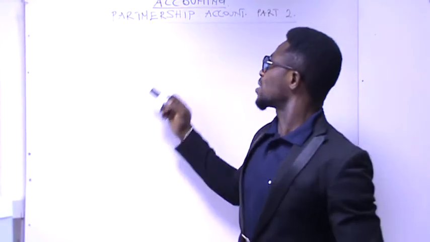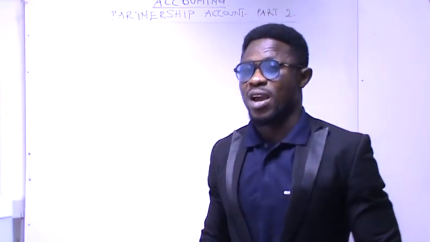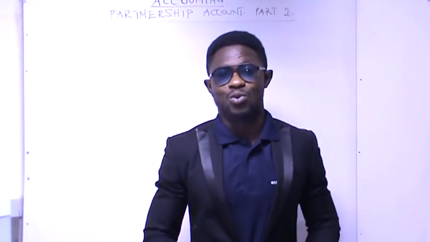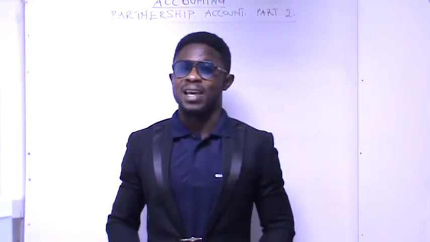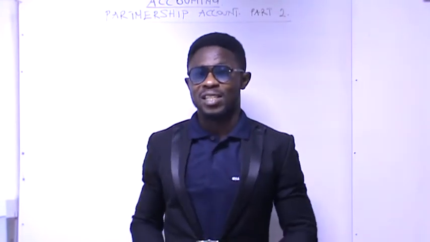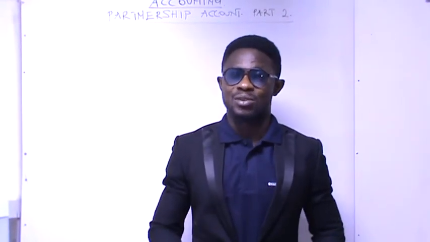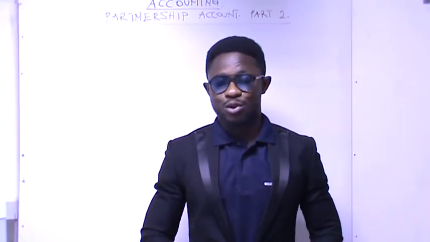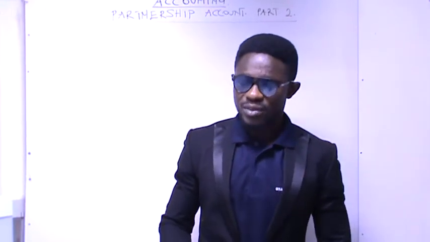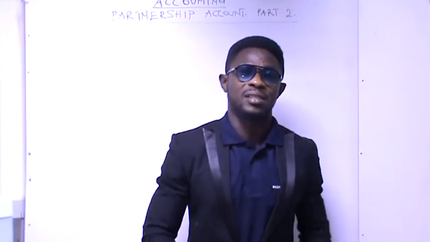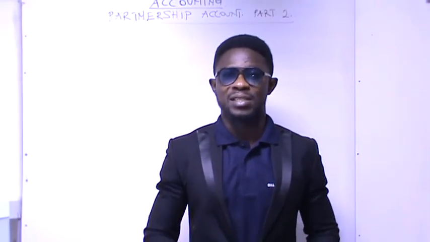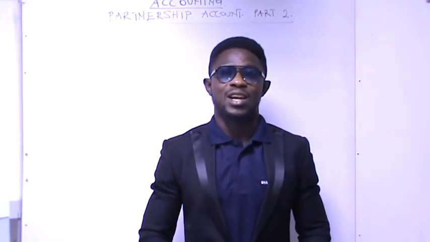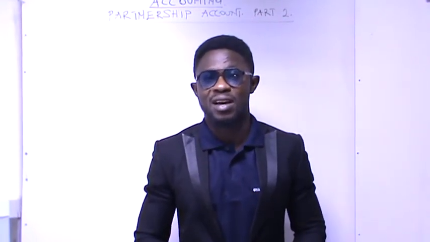Today we are looking at partnership account part two. We have already had a look at part one, where we went through all the theory by knowing the format of a partnership and how we go about the final accounts of a partnership business. Today we are going to take a question and see how to treat some terms and agreements made by the partners before they set up a business, and what they need to do at the end of the accounting period by preparing their final accounts.